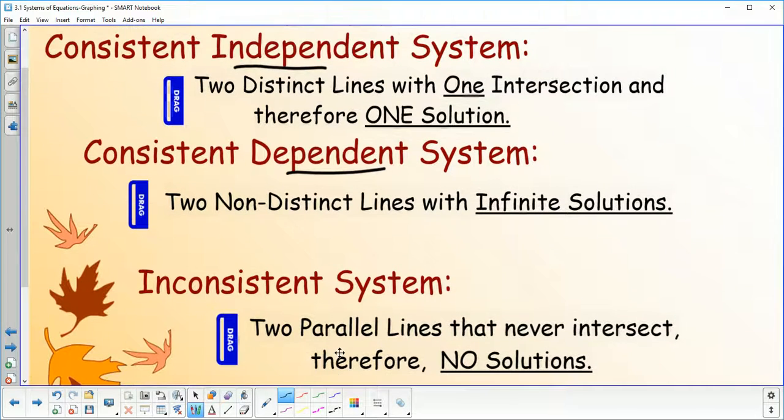See, the thing we talked about in all of these had to do with our intersections. One intersection gave us one solution. If we draw one line on top of the second one, really that gives us infinite intersections because they're the exact same line, and therefore infinite solutions. And if it never intersects, no intersections, no solutions.